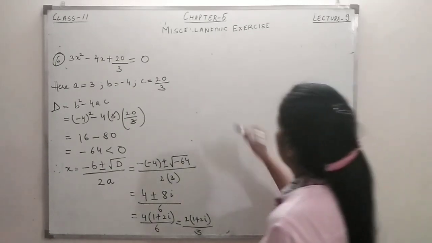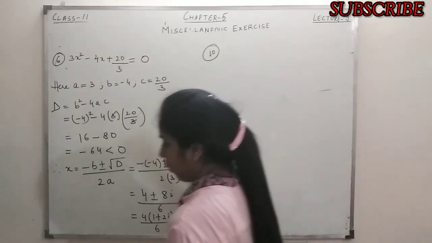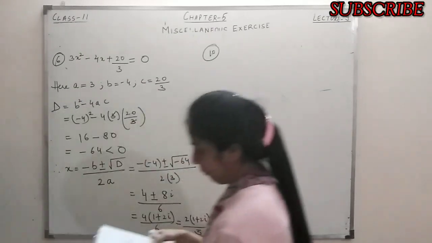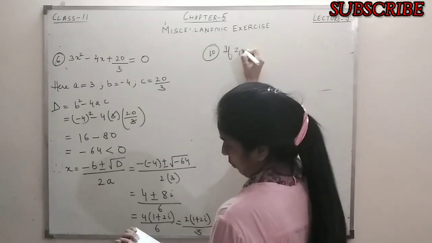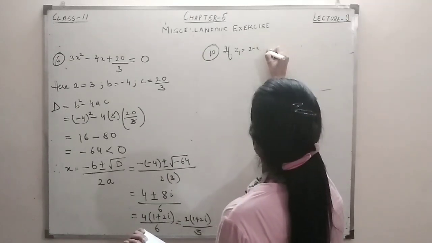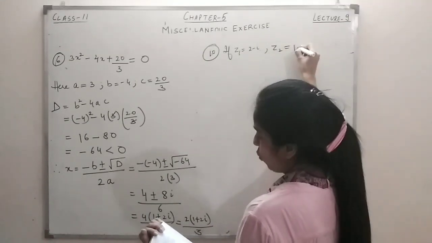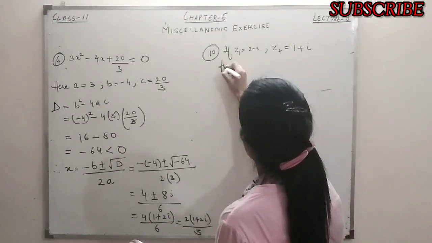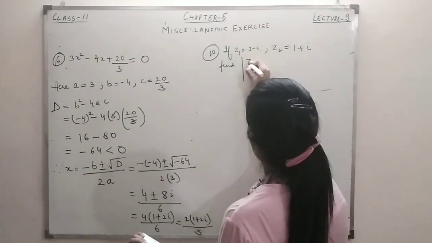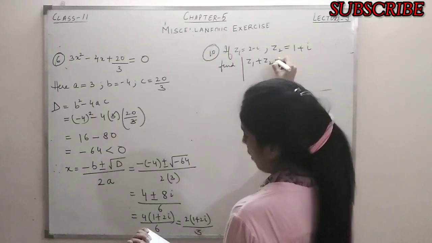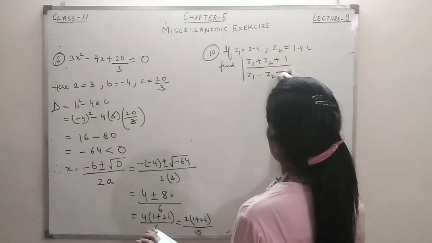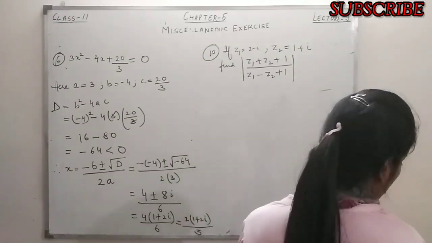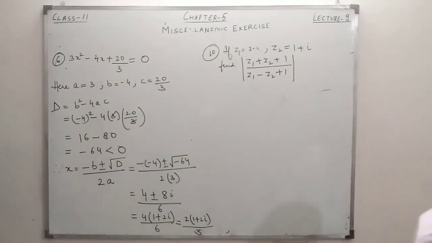About question number 10. What is question number 10? If Z1 equals 2 minus iota, Z2 equals 1 plus iota, we have to find the modulus of Z1 plus Z2 plus 1 upon Z1 minus Z2 plus 1. Right? So we have to find that.